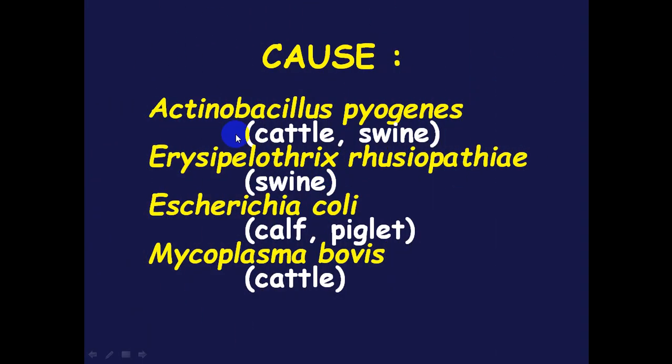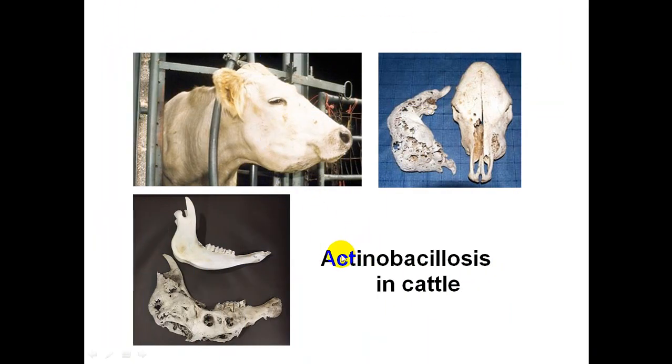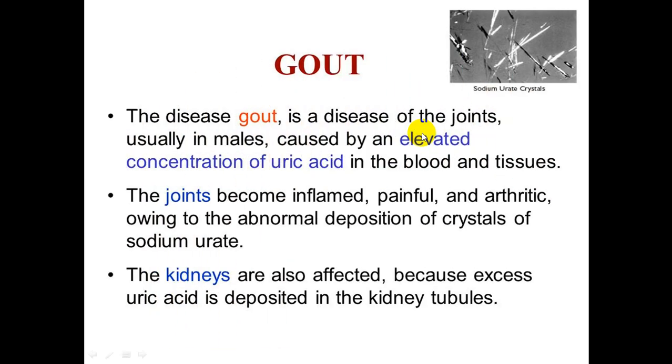Okay, actinobacillus. Maybe I think this one is actinomycosis. Sorry, I made a bit of a mistake here. Actually, this is not actinobacillosis, but this is a case of actinomycosis here. Actinomycosis causes lumpy jaw, or macerations and destructions of the mandibles here and here. Now, the other disease in joint is gout.